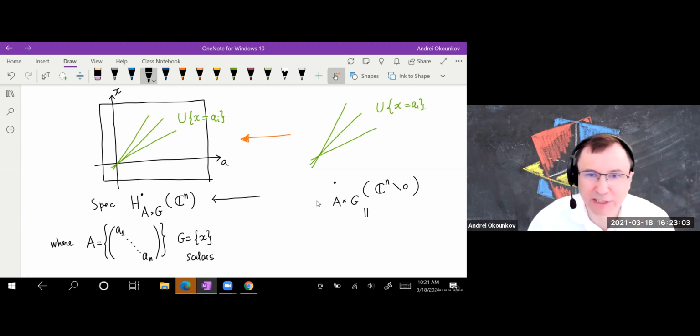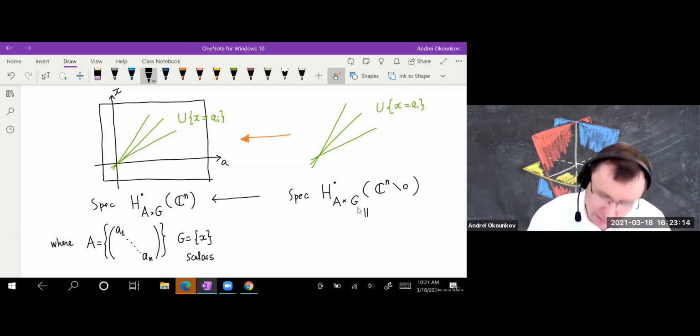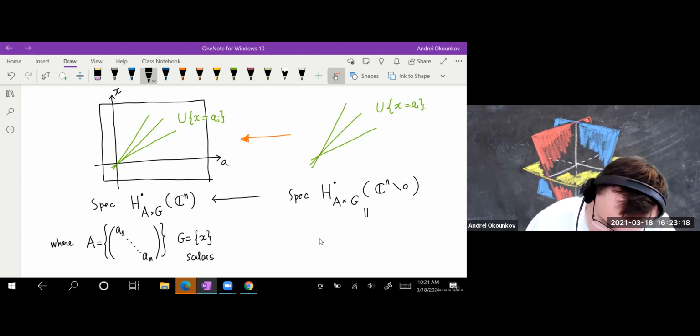And I'll explain in a minute what equivariant cohomology is. So now if I throw out the origin from the vector space, my group G, the scalars, act freely, and so I can mod out by that. So this is the same as the spec of the quotient. And the quotient is then projective space, the projectivization of C^n.